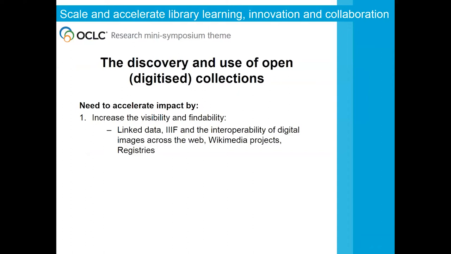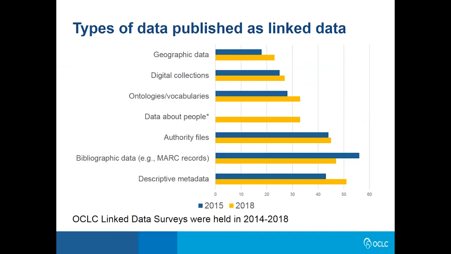So the impact of having open collections is only achievable if you also accelerate the visibility, you increase the visibility and the findability. So that's where we are going to talk about IIIF, about, for example, also making your collections more visible through Wikimedia projects, registries, and so on. So there are plenty of initiatives in this area which are interesting to follow.